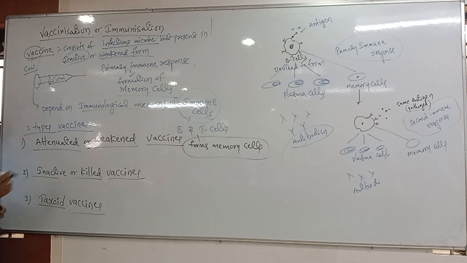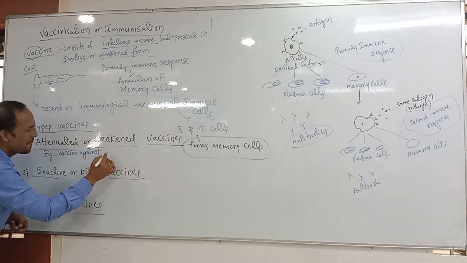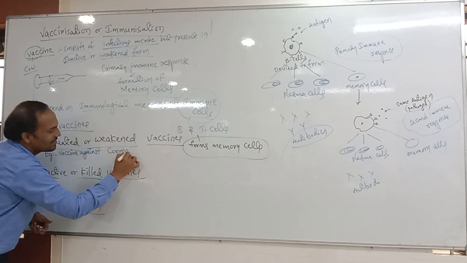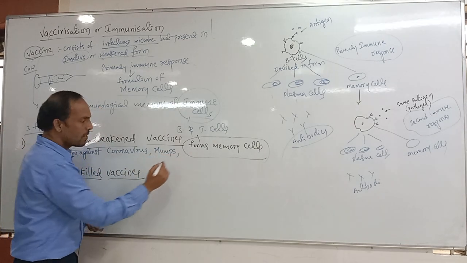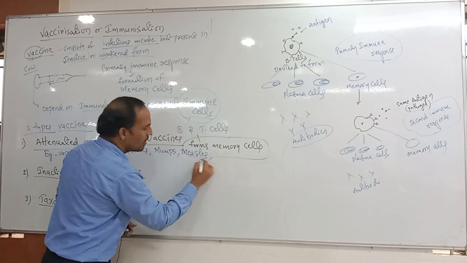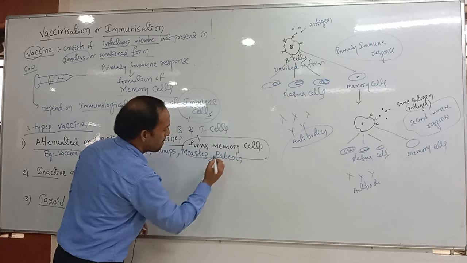Remember the examples, that is important for your NEET examination. What are the examples of attenuated or weakened vaccine? Recently you got the corona vaccine, which type of vaccine is it? Which one of these three types? First one, weakened vaccine. Write down: vaccines against coronavirus, mumps, measles, and rubella.